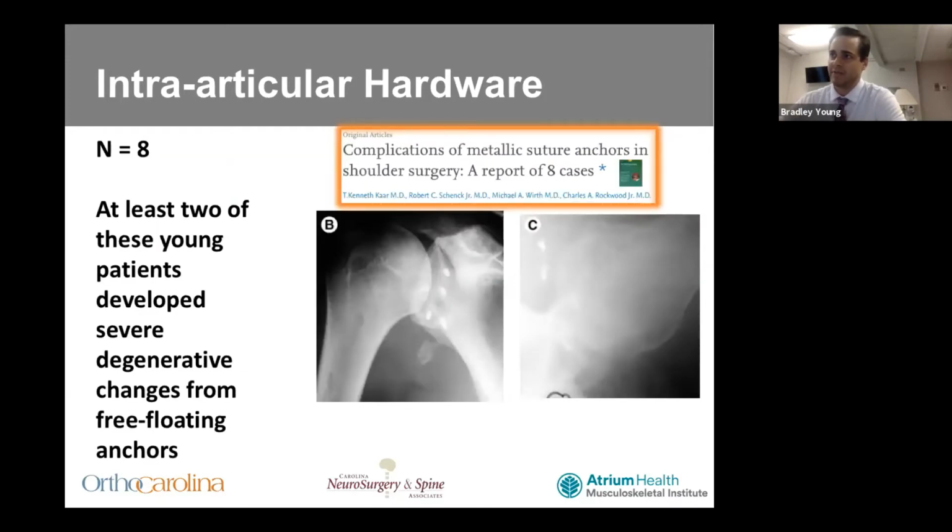Metallic anchors and staples used around the glenohumeral joint are more of a historical purpose, but there are patients floating around with those today. They can become intra-articular loose bodies and lead to significant early arthrosis. In this case series of 8 patients, 2 of the patients in their 20s actually developed such severe arthritis that they had to go into total shoulder arthroplasty after 2 metallic anchors became loose.